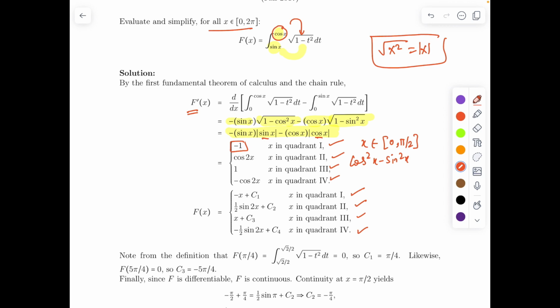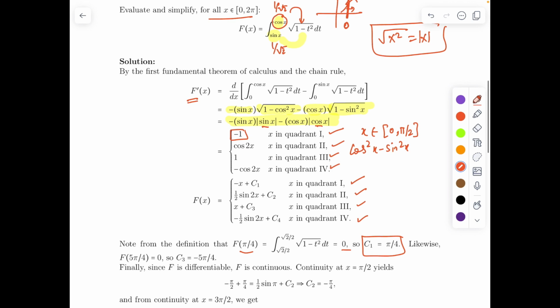Now from the definition, we know f of π by 4 has to be 0, because if I put π by 4, I'll get 1 by root 2 to 1 by root 2 of something. So the area bounded from a to a is definitely, I'm not sliding anywhere, so it will be just a line with 0 area. So that gives me the boundary condition. At π by 4 we'll get 0, so the value of c1 is π by 4. Likewise, we can find the values of c2, c3, and c4 also.